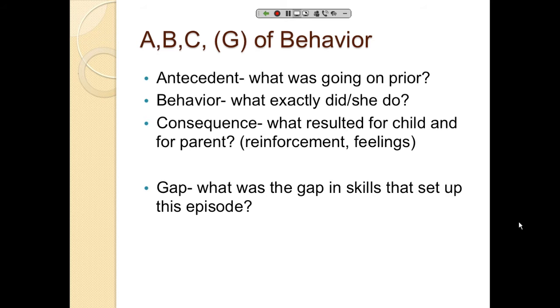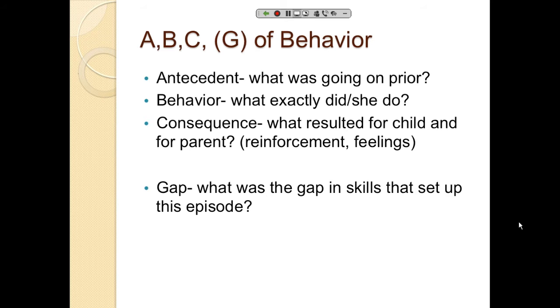And then the consequence is what resulted for the child and for the parent as a result of this behavior. And that might include things that would reinforce the behavior or things about how they would feel. So we know that this child would be agitated and aggressive for about 10 minutes and then would stop. So we don't know exactly how he was feeling about it. We certainly do know that the mother would be very upset and would be in tears herself and would also get angry.